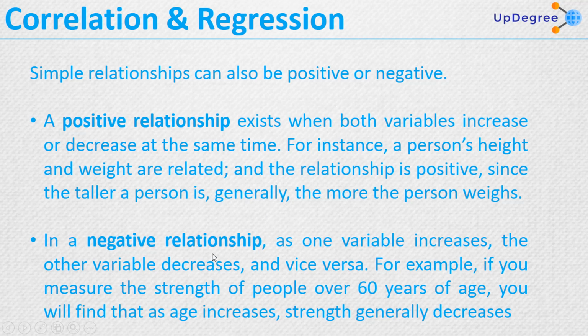In a negative relationship, as one variable increases, the other variable decreases, and vice versa. For example, if you measure the strength of people over 60 years of age, you will find that as age increases, strength generally decreases, and that is known as a negative relationship. That means x is increasing, y is decreasing, and vice versa. Number of absent days in a class for a particular student and the marks obtained in the final exam: I think they have a negative relationship. As the number of days absent increases, the marks obtained in the final exam will decrease, and there we can observe a negative relationship.